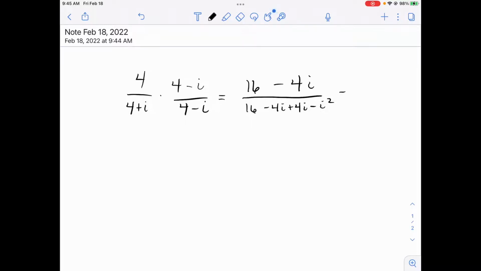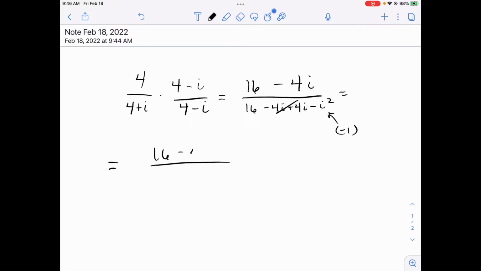Okay, now remember, our goal is to have no more i's on the bottom, or the denominator, of this expression. So I'm going to continue to simplify my denominator. That would bring me down to where my negative 4i and my 4i cancel. And then we also notice that we have an i squared here. Now remember, i squared is equal to -1. So we can replace i squared with -1.